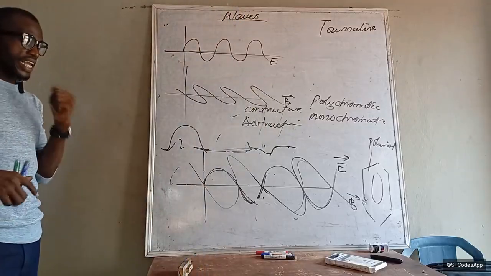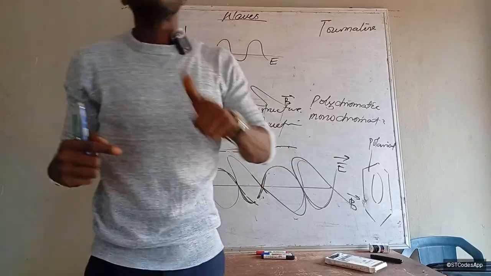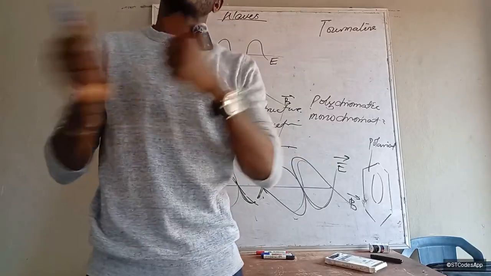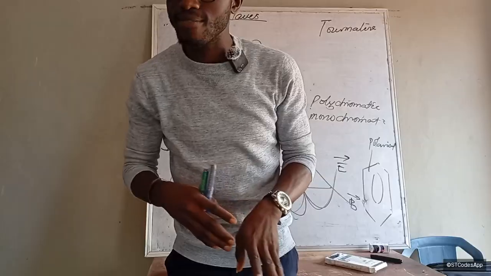So now, I said that interference has to do with this thing. Now, transverse waves cannot be polarized, cannot interfere except they are polarized.